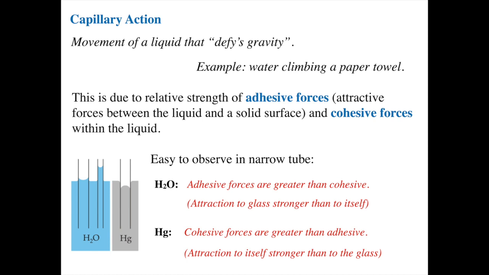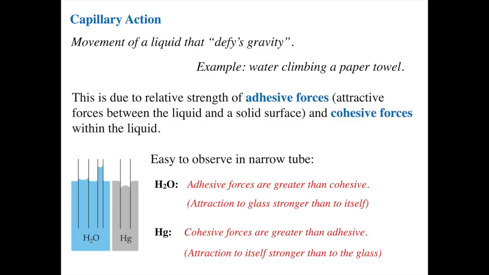For mercury, the cohesive forces are greater than the adhesive. And as a matter of fact, mercury is a nonpolar liquid, and it will not have a favorable attraction to the polar surface of the glass. So the mercury sort of pulls away from the glass, and you might see that the level in the tube dips.